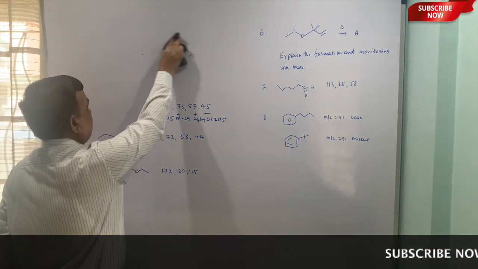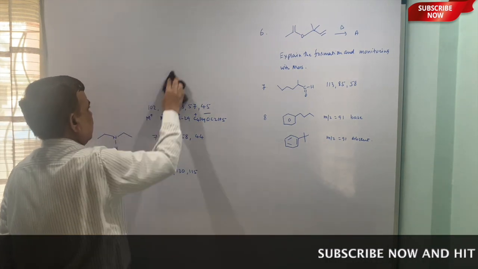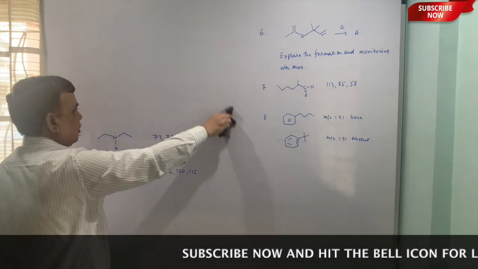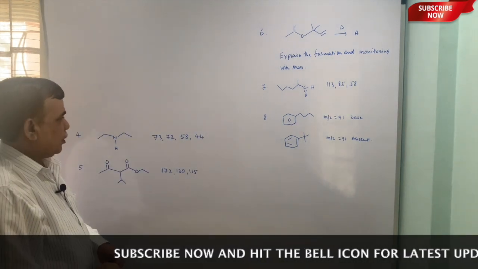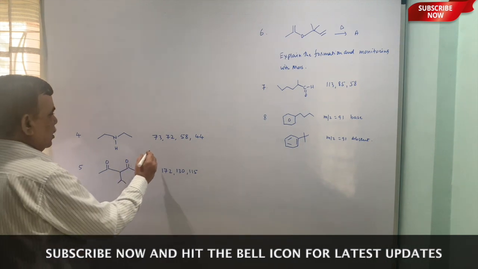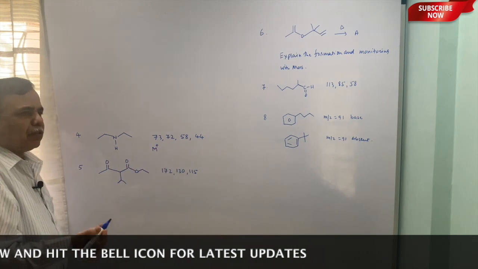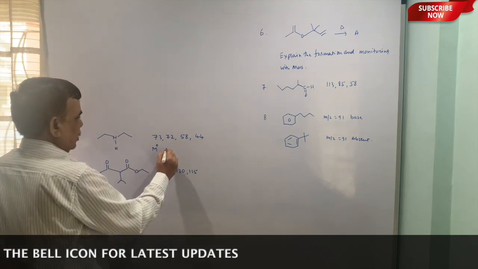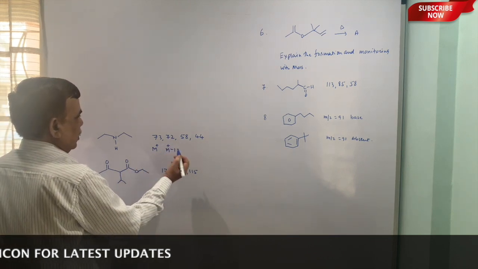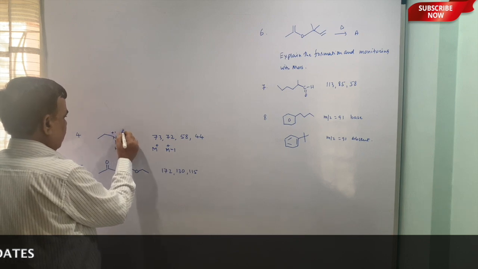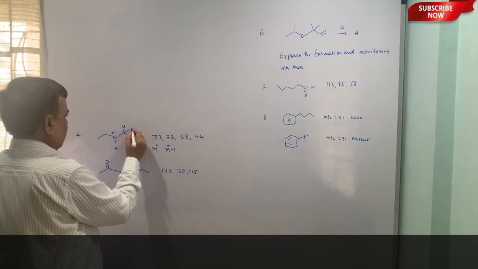This is a relatively easy step, and depending upon the relative abundances, you need to explain the things. Now this is M plus, because one nitrogen, odd mass number. This is M plus minus 1, that is characteristic. So once I put hydrogen here, it will be clear.